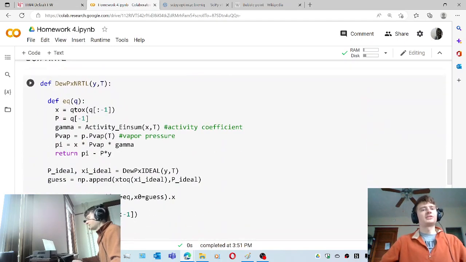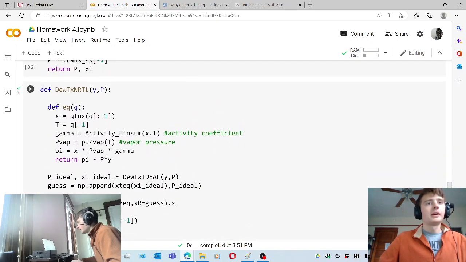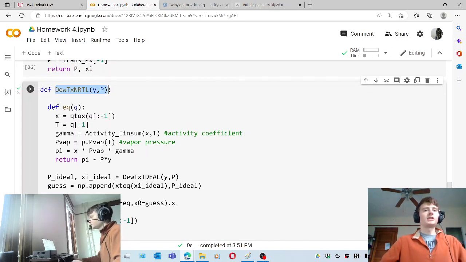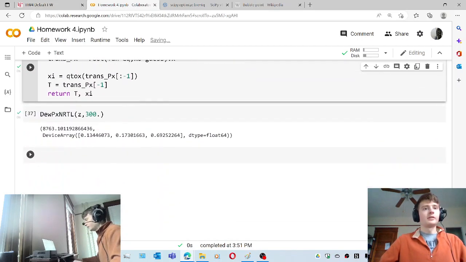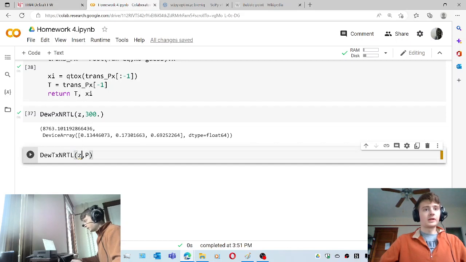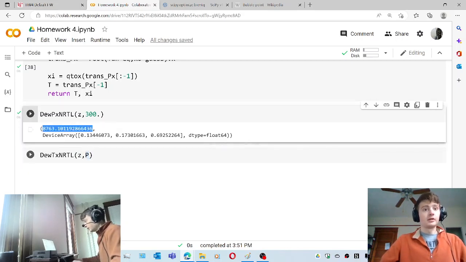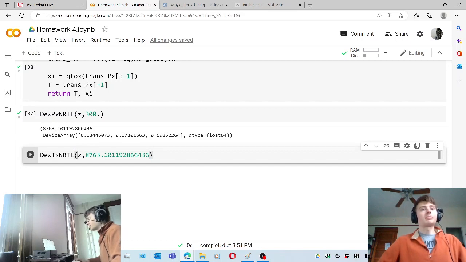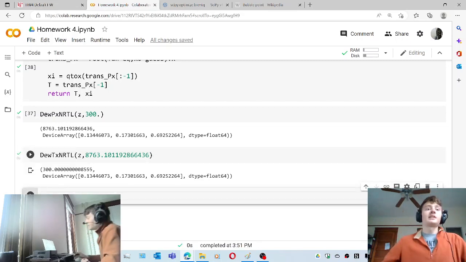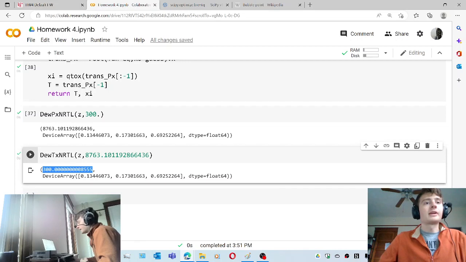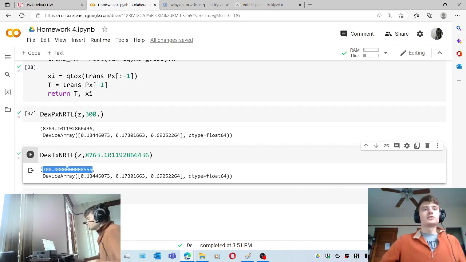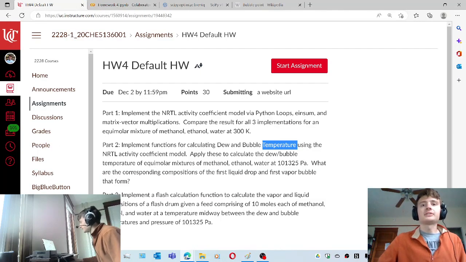but what am I doing? Why am I scrolling all the way up there? I don't know. Go ahead and take this dew temperature NRTL. Let's go ahead and run it with Z and maybe a pressure of this pressure right here. So run it with that pressure, and then the result I get is, yeah, look at that, just around 300 degrees Kelvin. So with that, let's go back and let's look at the actual problem.